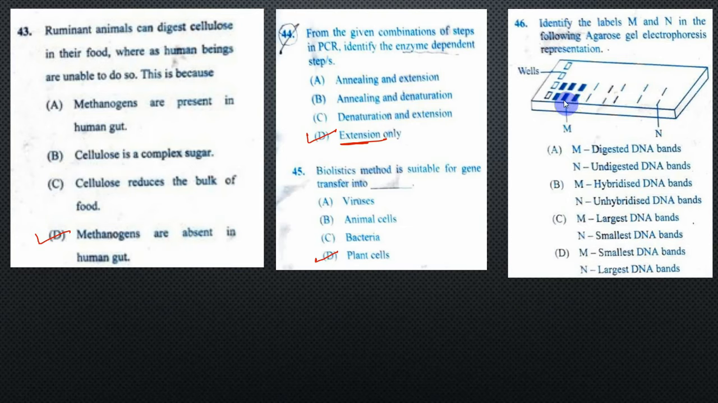More the length, less distance will be covered by such DNA molecules. So obviously the M here means that they are larger DNA bands, larger DNA molecules, and N are the smallest or smaller DNA molecules. So based upon this, the C option is the right answer for this. That is, M means largest DNA bands, N means smallest DNA bands. Right, let's go on to the next question.